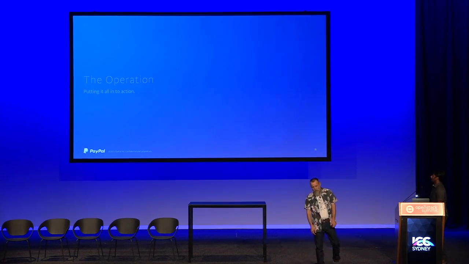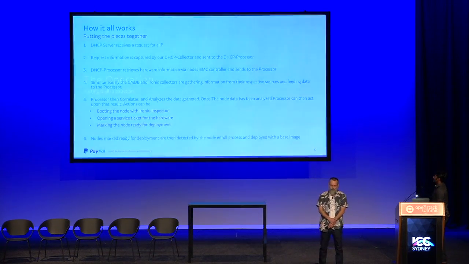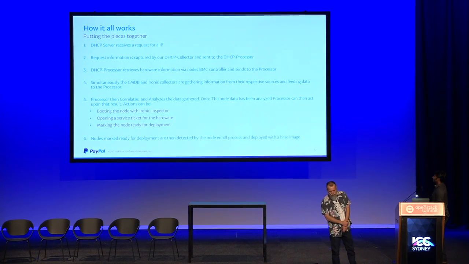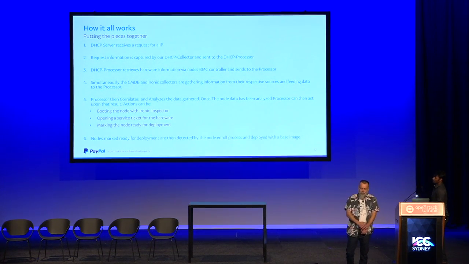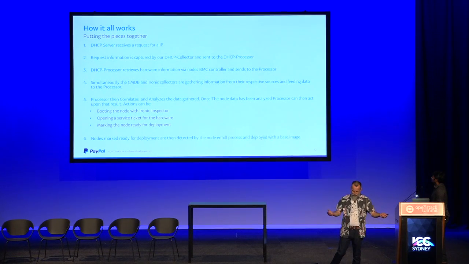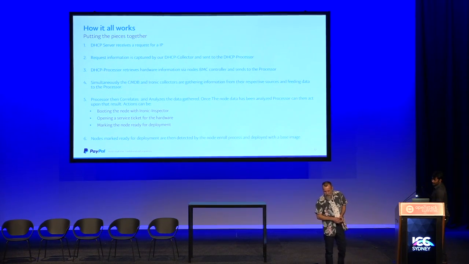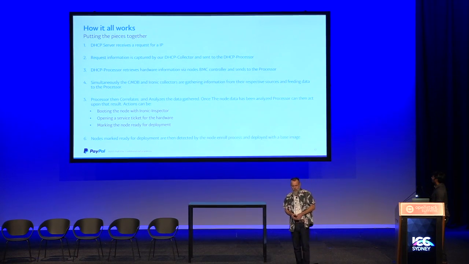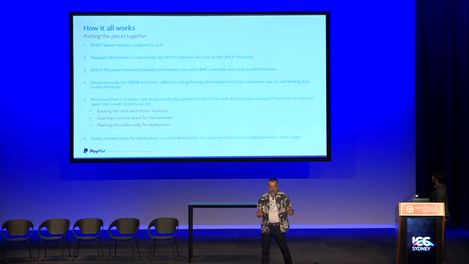The operation, putting it all into action. So the DHCP server will make a request. The request is captured by the collector and then sent to the processor. The processor receives hardware information via the node's BMC controller. Simultaneously, the CMDB and Ironic collectors gather information from their respective sources and feed that data into the processor.